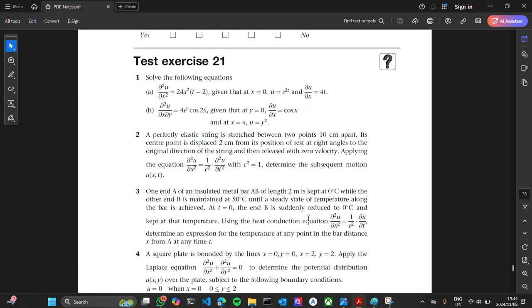So the question we're looking at is this one in the PDE notes, number 2. A perfectly elastic string is stretched between 2 points 10 centimeters apart. Its center point is displaced 2 centimeters from its position of rest at right angles to the original direction of the string, and then released with zero velocity. Applying that equation with c squared equal 1, determine the subsequent motion u of x of t.